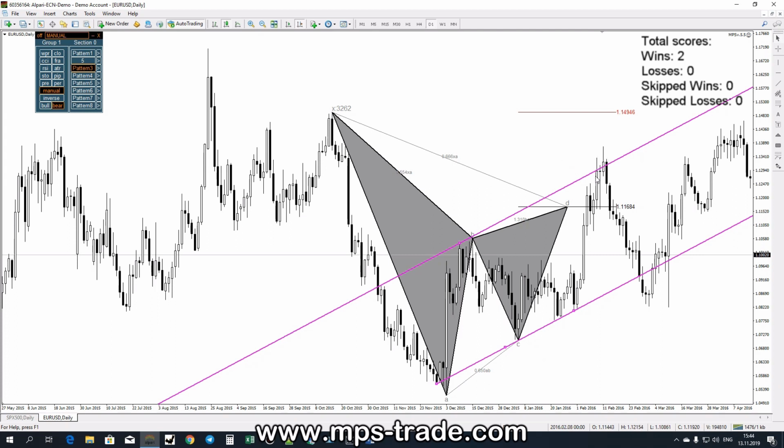Okay, so in this situation we have price hitting it here, and then we have our bearish close, this one, and it gives us 360 pips.